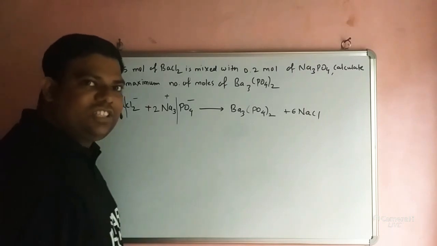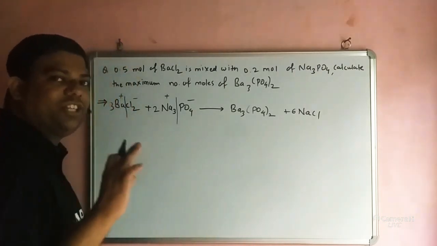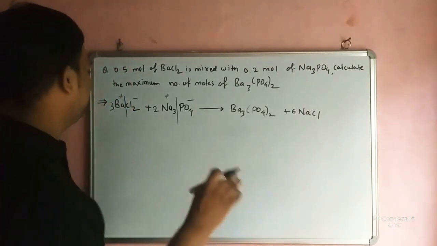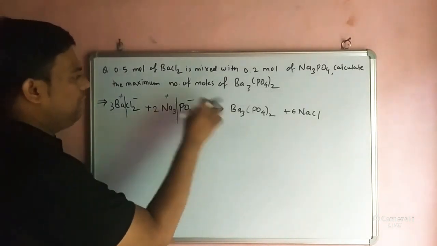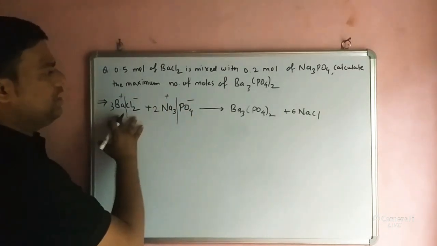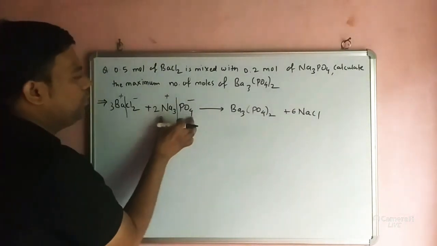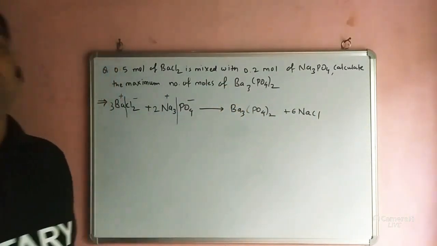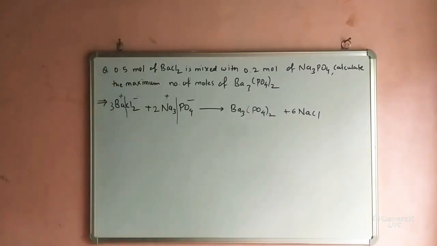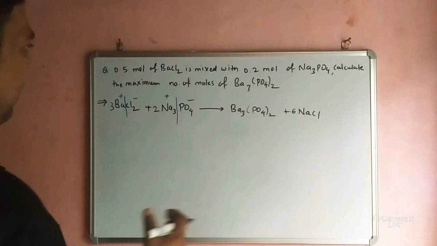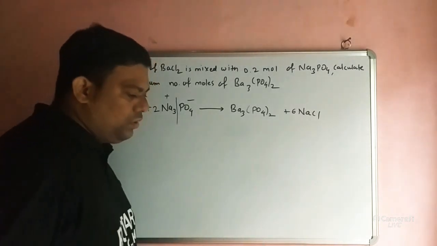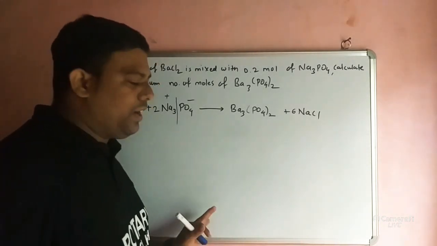Now we can cross check whether our reaction is balanced or not. So see here, 3Ba, 3Ba, 6Cl, 6Cl, 6Na, 6Na, 2PO4, 2PO4. I hope you understood this reaction carefully and you wrote that reaction also. So pay attention, beta. Our balancing is completed.